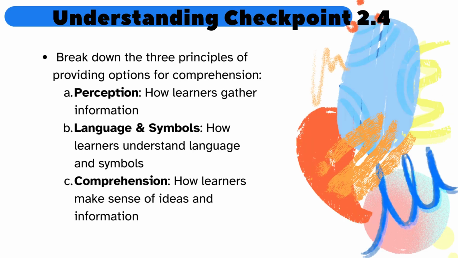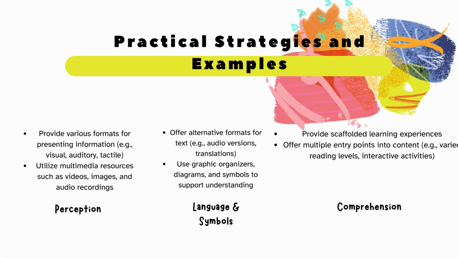So now that we have talked about the digital divide, let us continue by understanding Checkpoint 2.4. In the next few slides, we will break down the three principles of providing options for comprehension: perception, how learners gather information; language and symbols, how learners understand language and symbols; comprehension, how learners make sense of ideas and information.